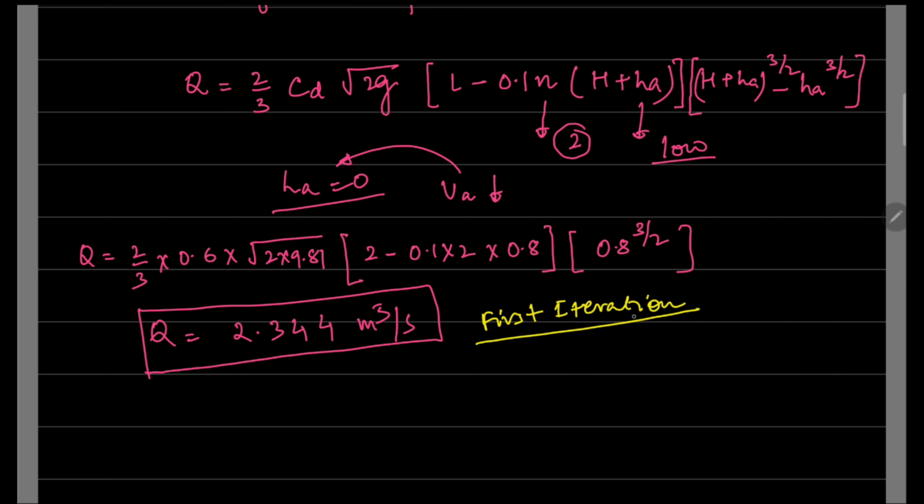So this is the Q value obtained from the first iteration. We have to remember that in the very first iteration, we have to take the HA value equal to 0. We have to neglect this HA, and then we have to find out the Q. So we will go for the second iteration.